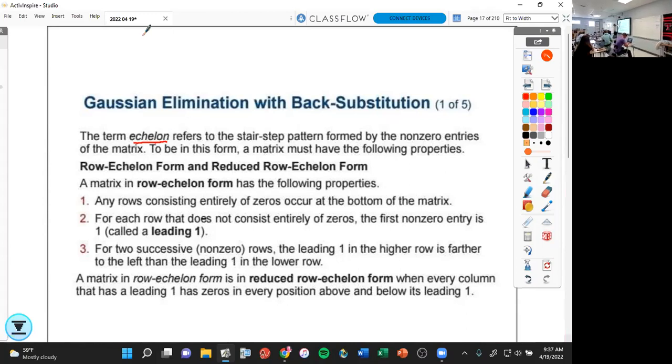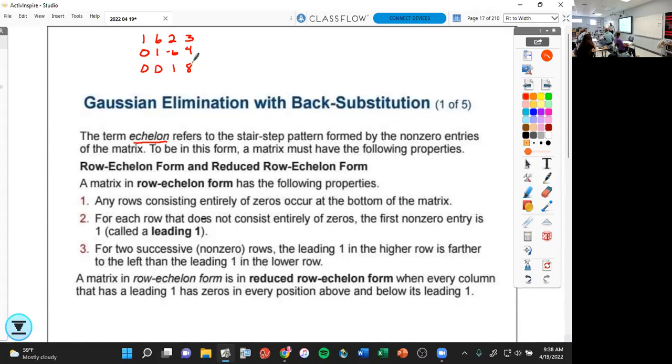So if row 1 was 1, 6, 2, 3, to be in row echelon form, what does this number right here have to be? A 0. What does this number have to be? What about these numbers? Doesn't matter. Let's do another row. 0, 0, 1, doesn't matter. The thing about this is if we can get a matrix into row echelon form, we can use back substitution and solve it.